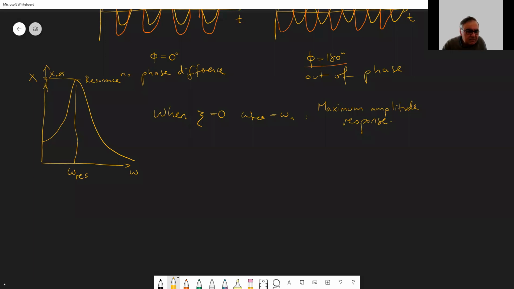But when zeta is not 0, the resonant frequency is not equal to omega n, but it is close, because you can show that this is omega n times the square root of 1 minus 2 zeta squared.